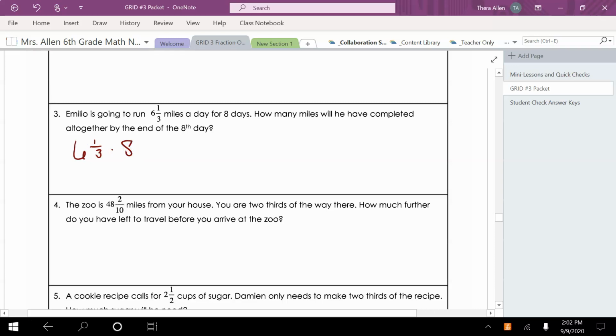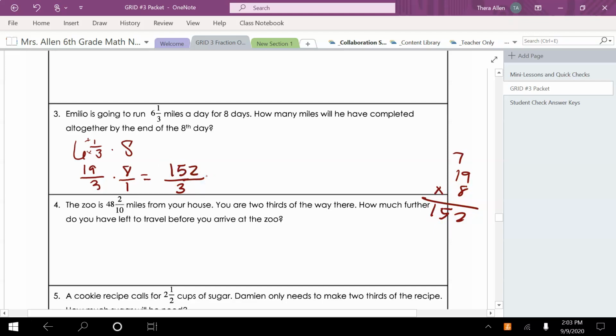These need to be changed into improper fractions. 3 times 6 plus 1 gives me 19/3. And then to put a whole number as a fraction, I put it over 1. There are no common factors, so I cannot cross cancel, but I must multiply across. 3 times 1 is 3, but I do not know what 19 times 8 is. I'm actually going to go over to the side. 19 times 8. Solve that. That's 152.